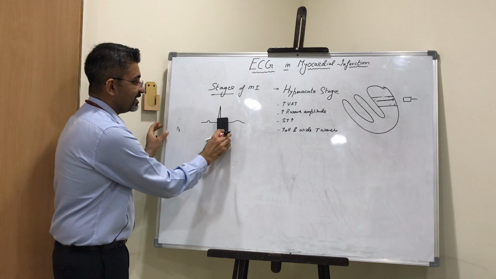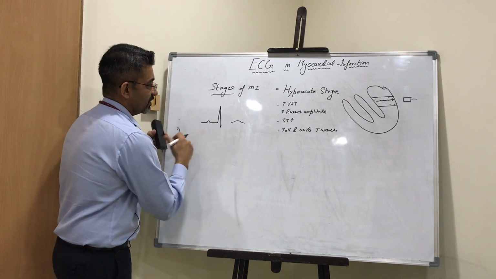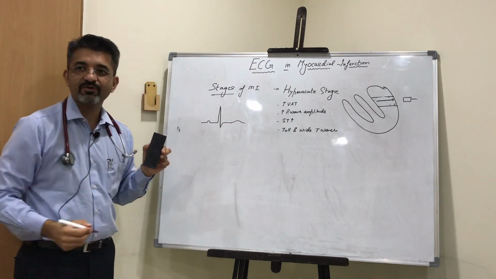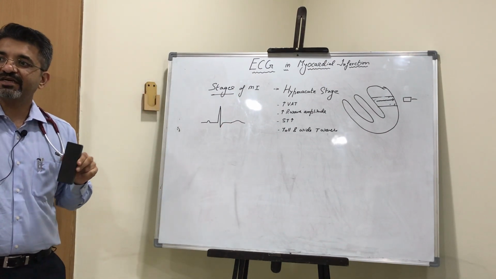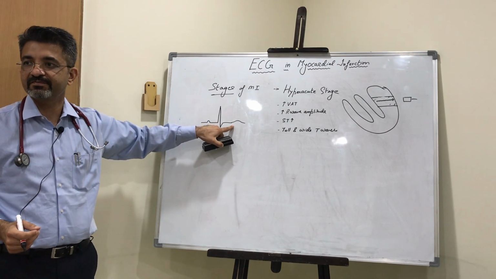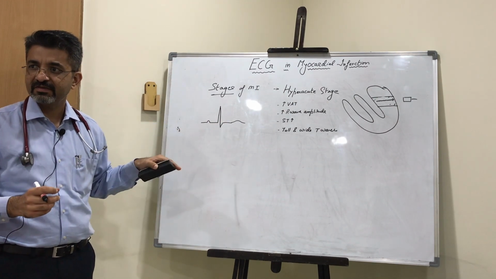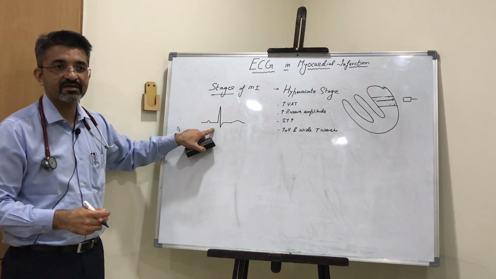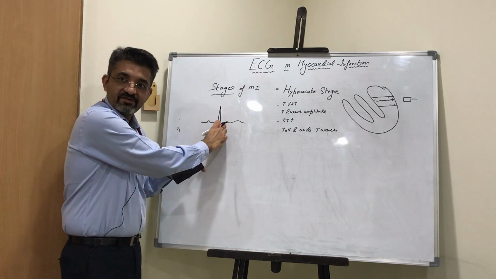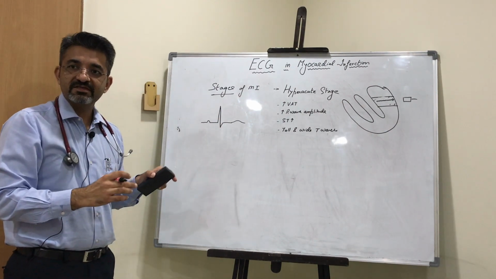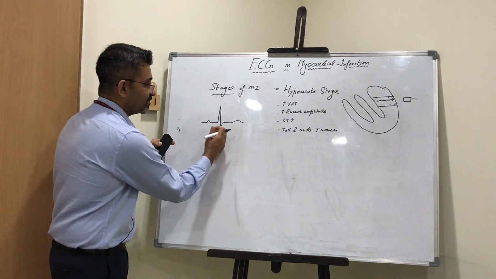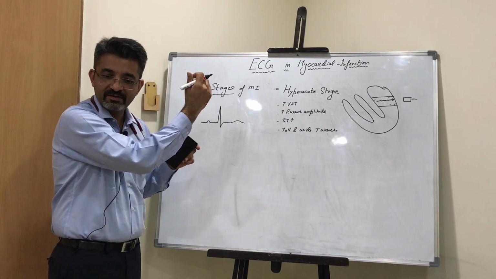What will happen in ST elevation? ST becomes slightly isoelectric. This is a fine point. ST is never isoelectric. If it is getting isoelectric, it means injury is there. You're getting the point? ST is never isoelectric like the PR segment. If it's getting isoelectric, it means some sort of myocardial ischemic injury is taking place. Then it becomes positive after that. Getting the point?